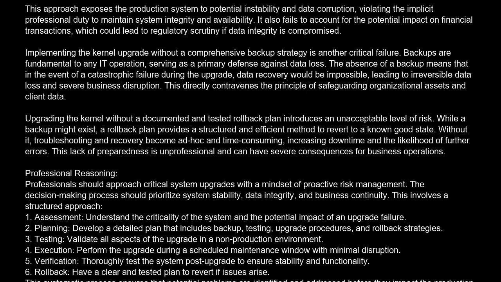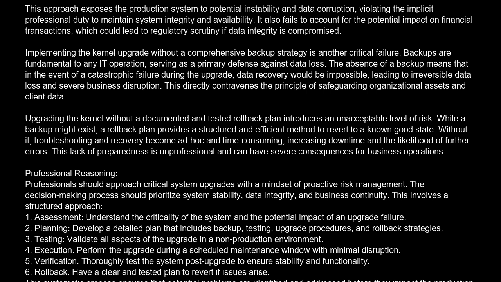Upgrading the kernel without a documented and tested rollback plan introduces an unacceptable level of risk. While a backup might exist, a rollback plan provides a structured and efficient method to revert to a known good state. Without it, troubleshooting and recovery become ad hoc and time-consuming, increasing downtime and the likelihood of further errors. This lack of preparedness is unprofessional and can have severe consequences for business operations. Professional reasoning.